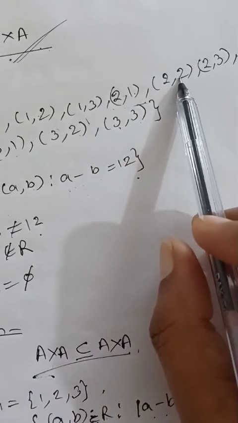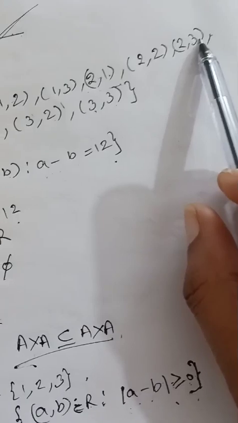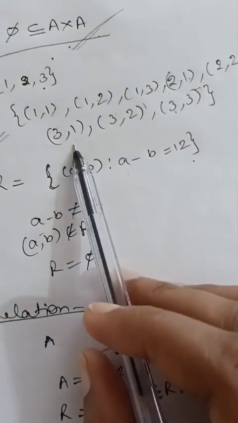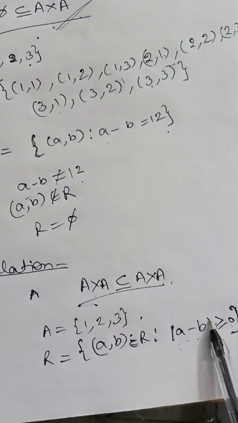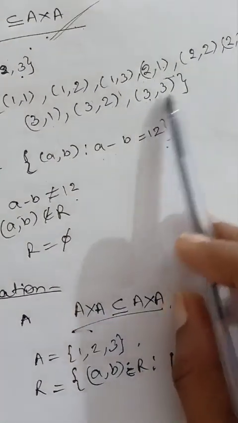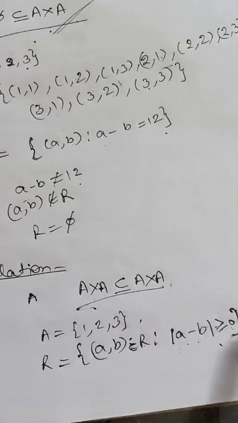2 minus 2 equals 0. 2 minus 3 is minus 1, that is not greater than 0... 3 minus 1 is 2, which is greater than 0. 3 minus 2 is 1, that is greater than 0. 3 minus 3 equals 0. So this relation is verified.